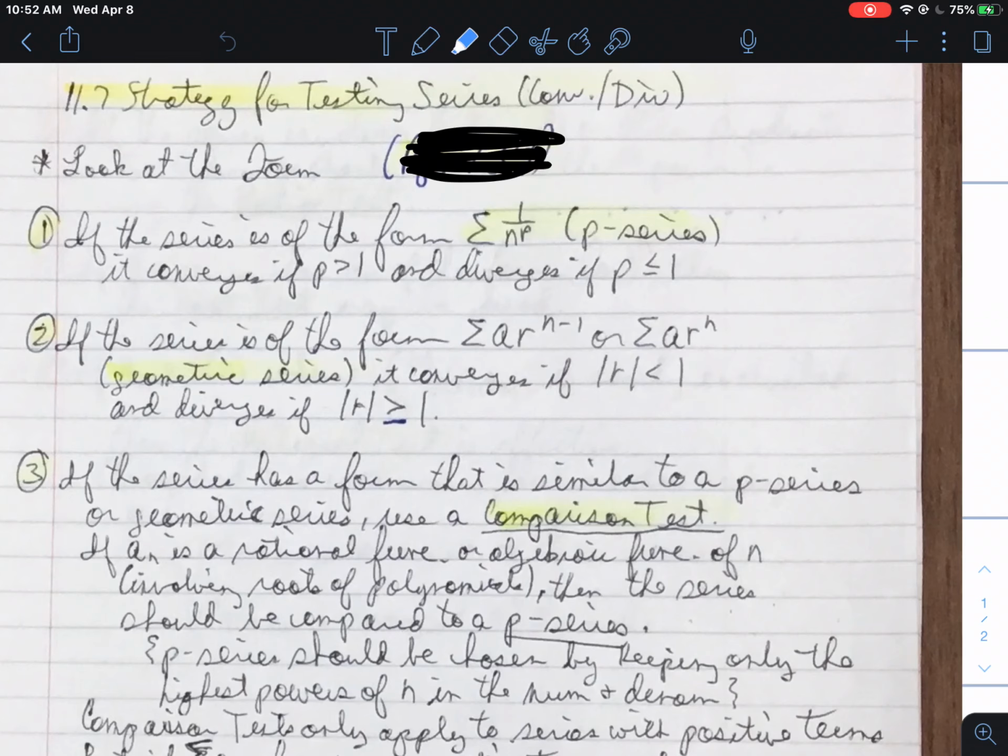Now, section 11.7 is a summary section for series. This is a good section.